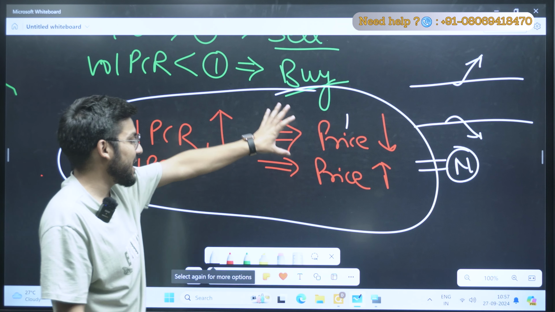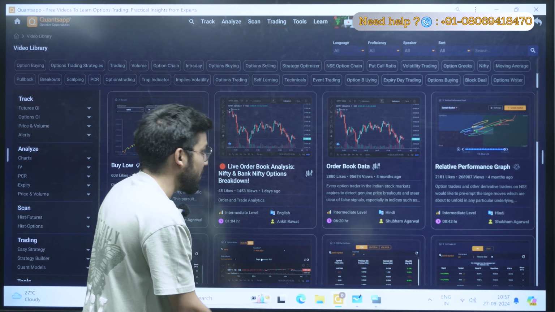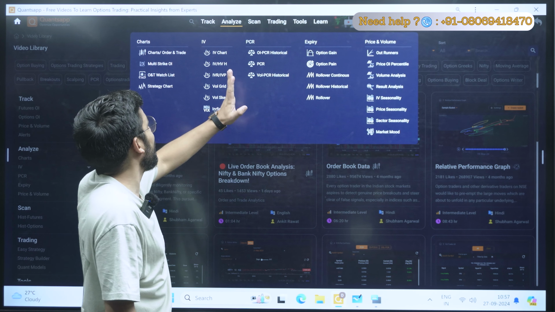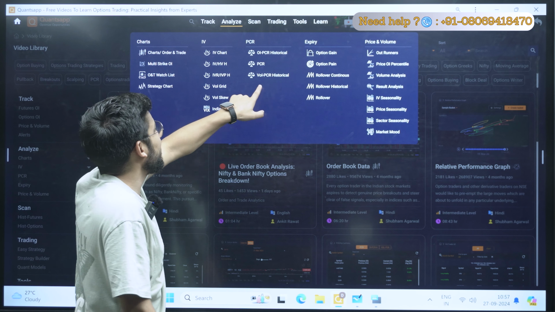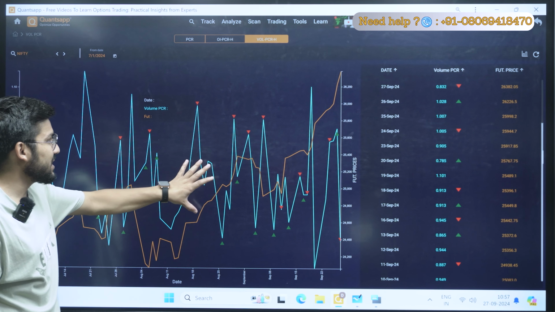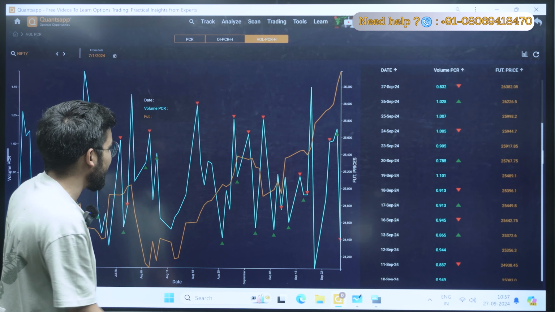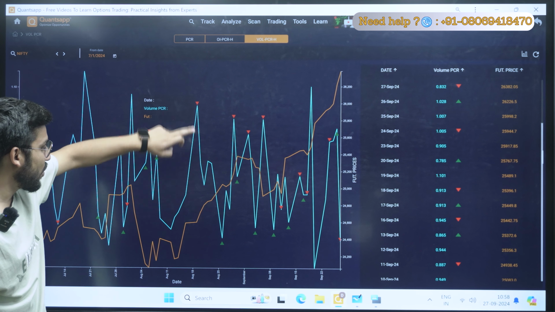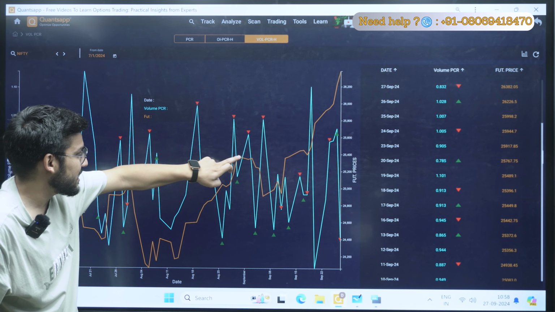So now let's analyze it in the chart. I am opening the Coincept application here, and in Analyze we have a section for PCR. In PCR we have volume PCR, so you have to select this. Now you can see there is a chart also. This is my volume PCR, which is the blue line, and this line is my price that is moving.